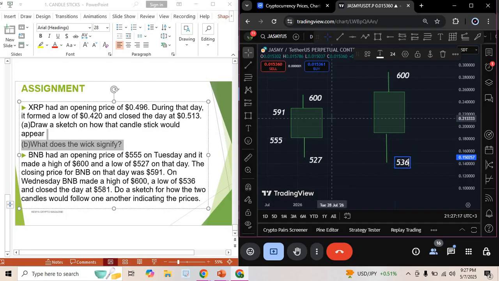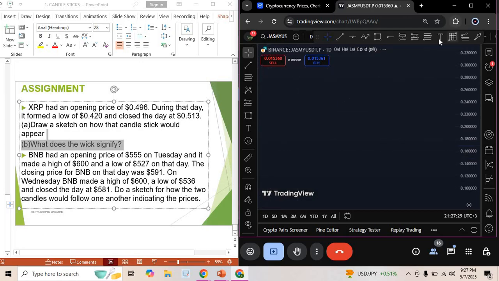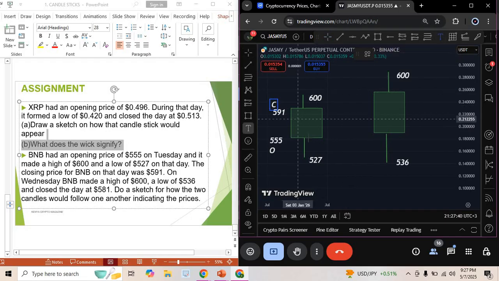The trick was here. Remember, we said that the closing price of the previous candle is always the opening price of the next candle. So in short, this 555 was the opening price, and this 591 was the closing price, for the Tuesday candlestick. But we're having our Wednesday. So what will be the opening price for our Wednesday candlestick? The opening price for our Wednesday candle will actually be 591.